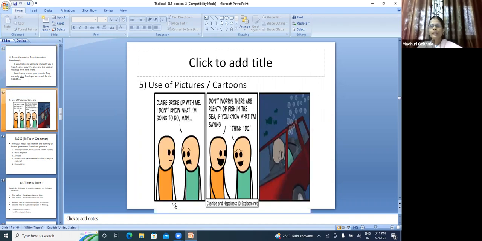I think all of you can also make use of some cartoons, maybe to help them guess the meaning of a word. Remember, knowing the meaning is important, but in language, guessing the meaning of the word is equally important. For example, imagine that your students don't know some idiom or phrase. The first part says, Claire broke up with me. I don't know what I'm going to do, man. Second picture: don't worry, there are plenty of fish in the sea if you know what I'm saying. So if people don't understand the meaning of plenty of fish, through the cartoon you can train them in understanding meanings of words.